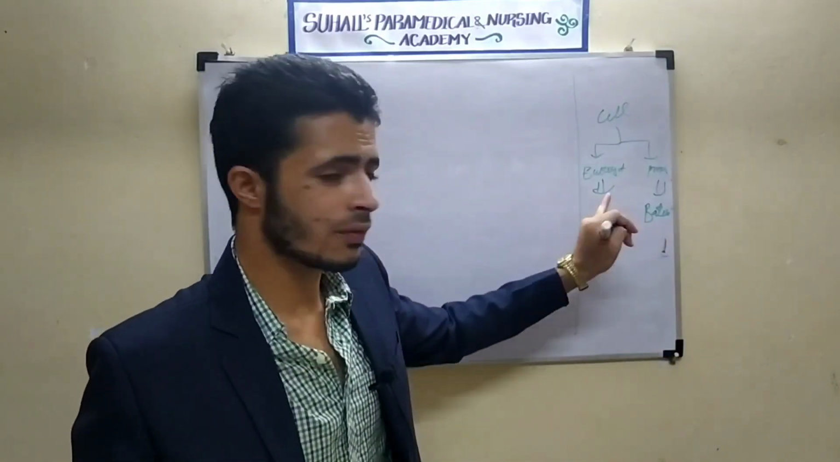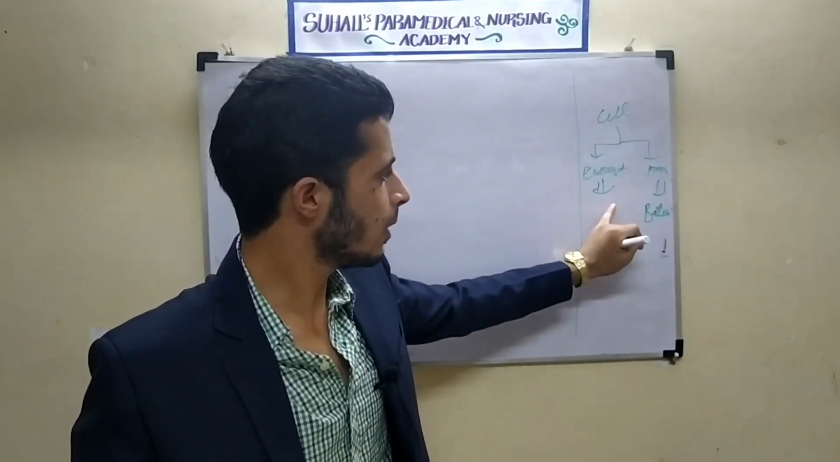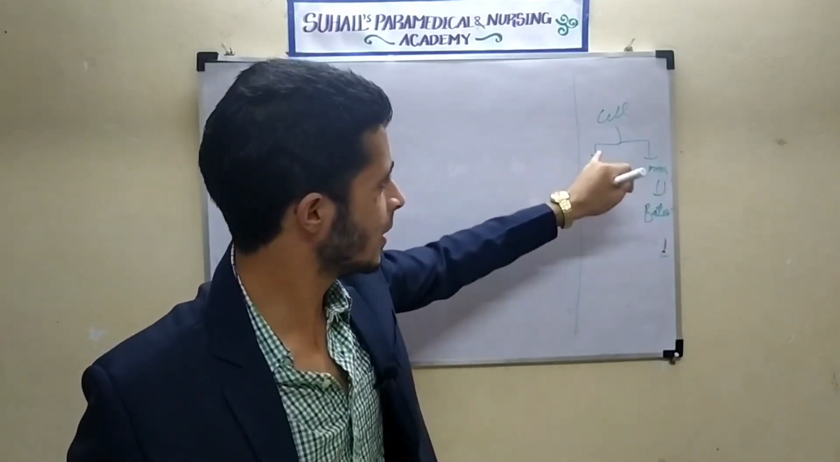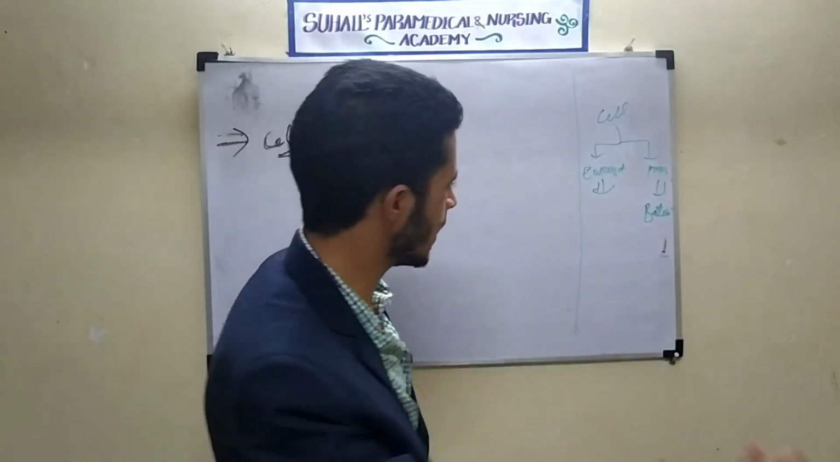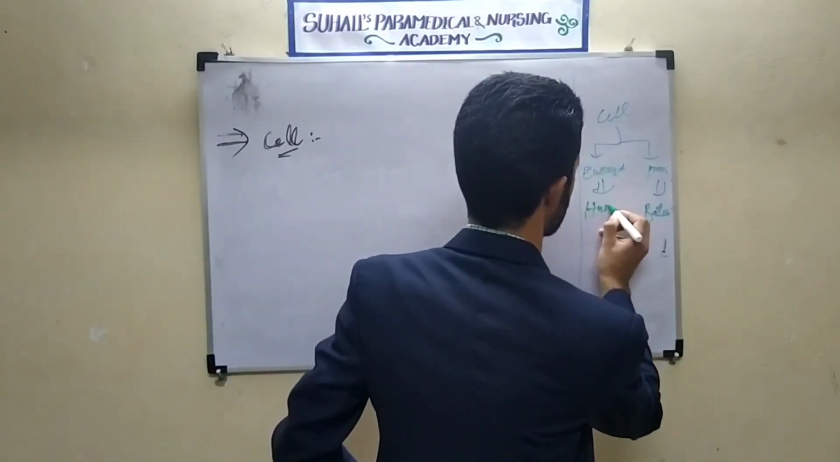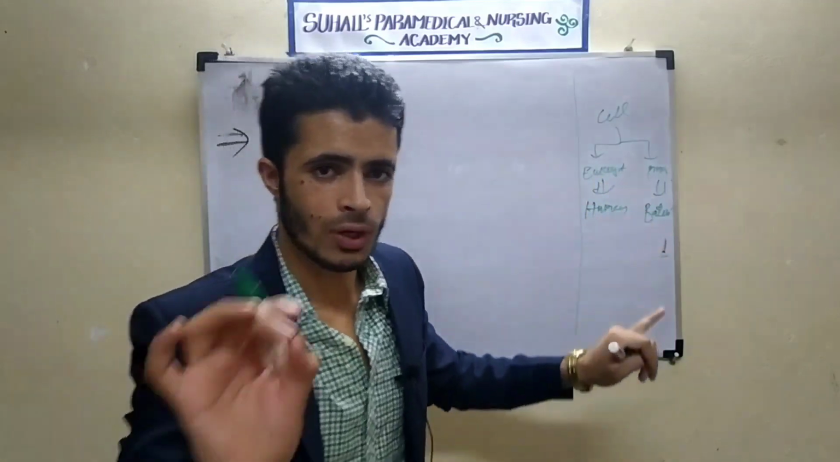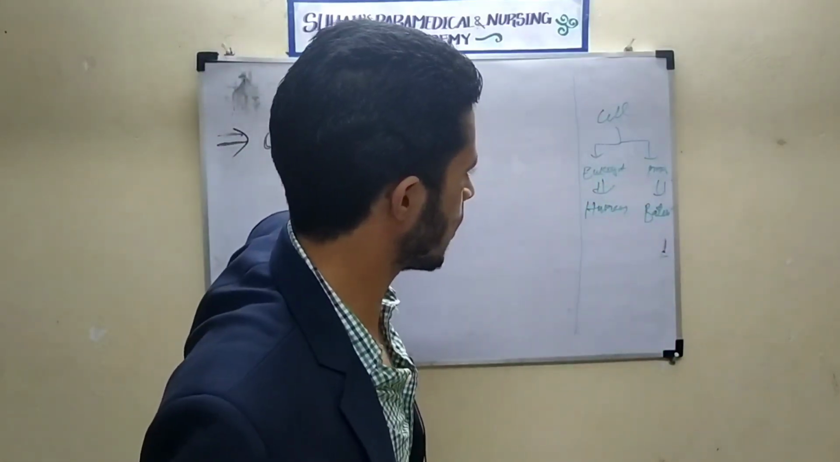In case of eukaryotes, it may be fungi, animal, plant, or protista. That cell is called eukaryotic. We humans also have eukaryotic cells. What is the eukaryotic cell? I will draw the structure here.